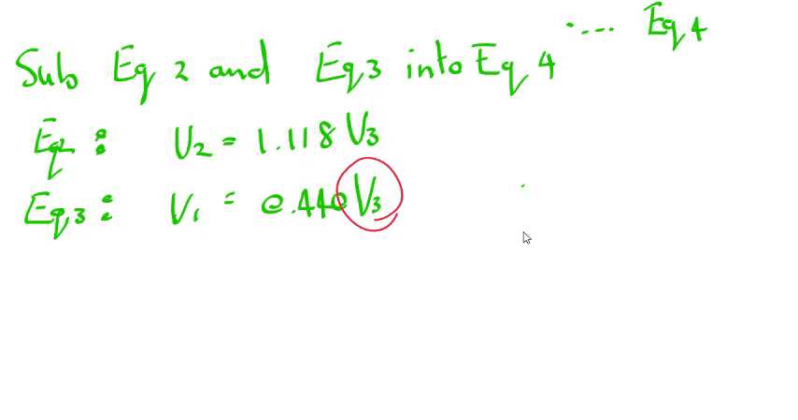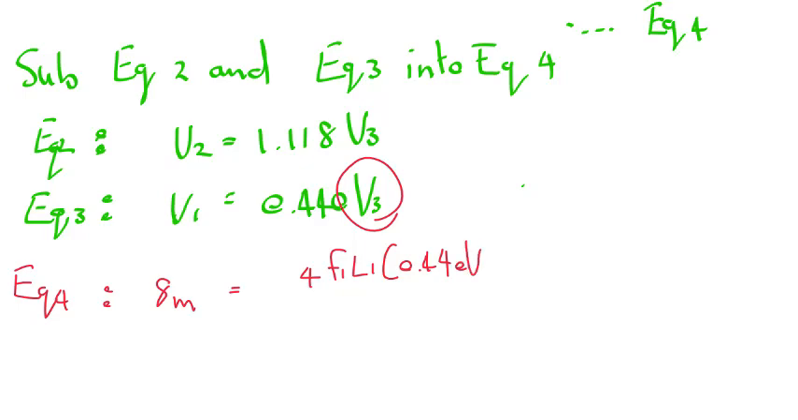So let's try and write the equation out. Our equation 4: it will be the 8 meters equals the 4 F1 L1 times our V1, which is 0.44 V3, close the bracket, and it should be squared, divided by 2G and D1. And that should be added.